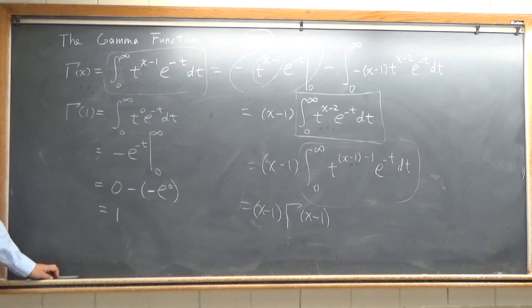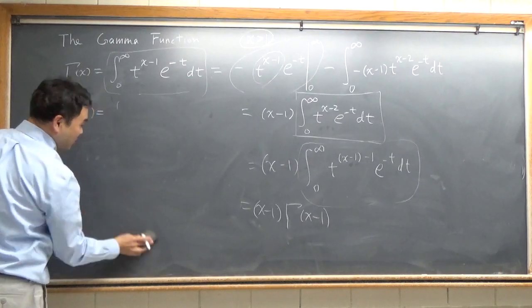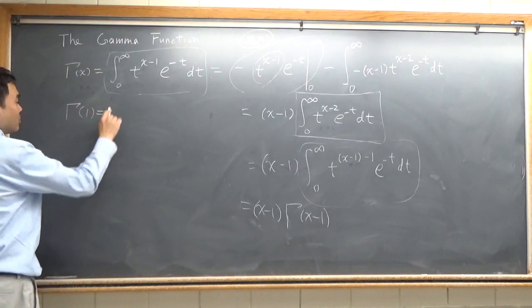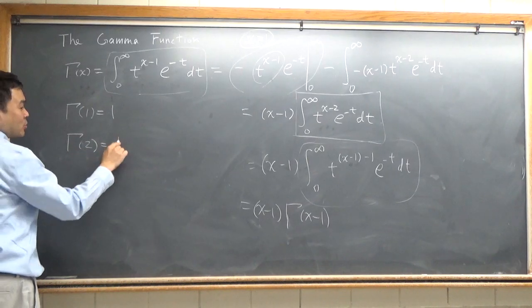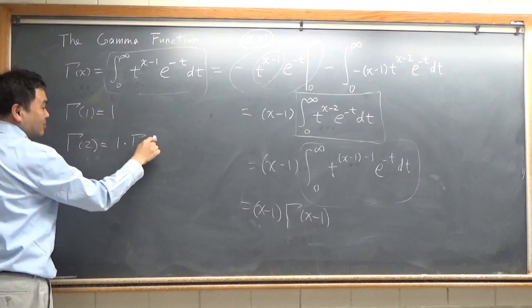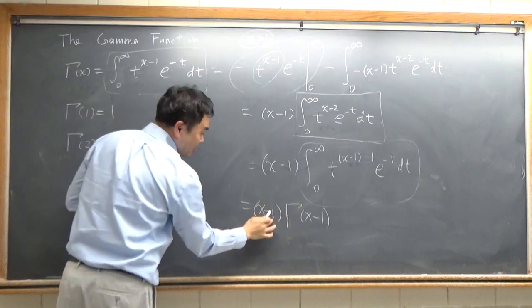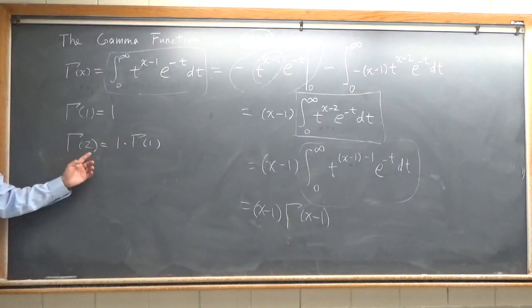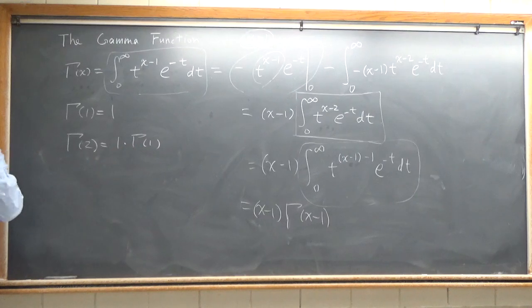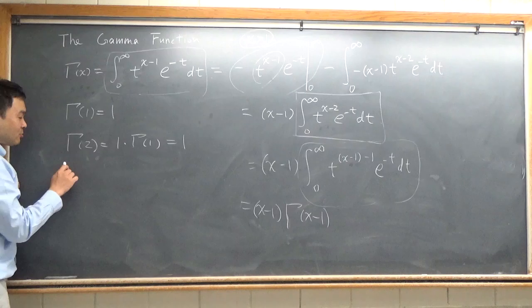Okay. So along with the result that gamma of 1 is 1, we can immediately use this to find the other values of gamma. So gamma of 1 is 1, and then now we have gamma of 2. According to this formula, it's 1 times gamma of 1. Right? What is gamma of 2? Gamma of 2 is 2 minus 1 times gamma of 2 minus 1. 2 minus 1 is 1, so gamma of 2 is 1 times gamma of 1, so it must be 1 as well.